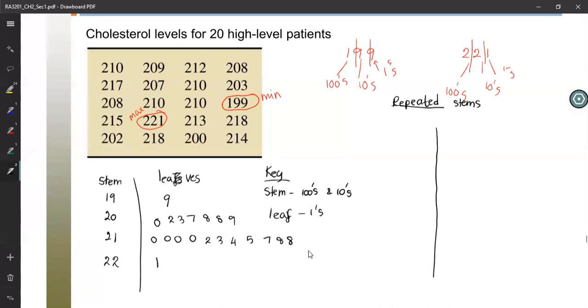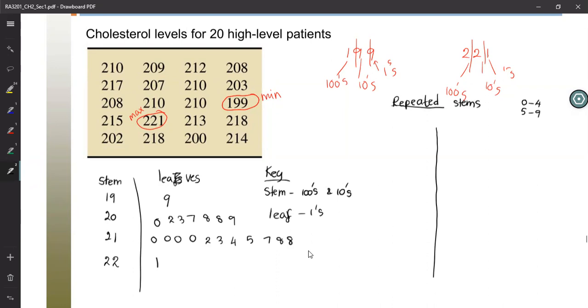You can split your stem values into 2 or even 3. The widely used one is to split it into 2, which means 0 to 4 for the first one, 5 to 9 for the next one. Okay? And the key will remain the same. So when you see this key, stem is hundreds and tens, you know this is 199. That is how you read it. Oh, this is 202. You know how to read it because the key is given, right? So this is how you do the repeated stems.